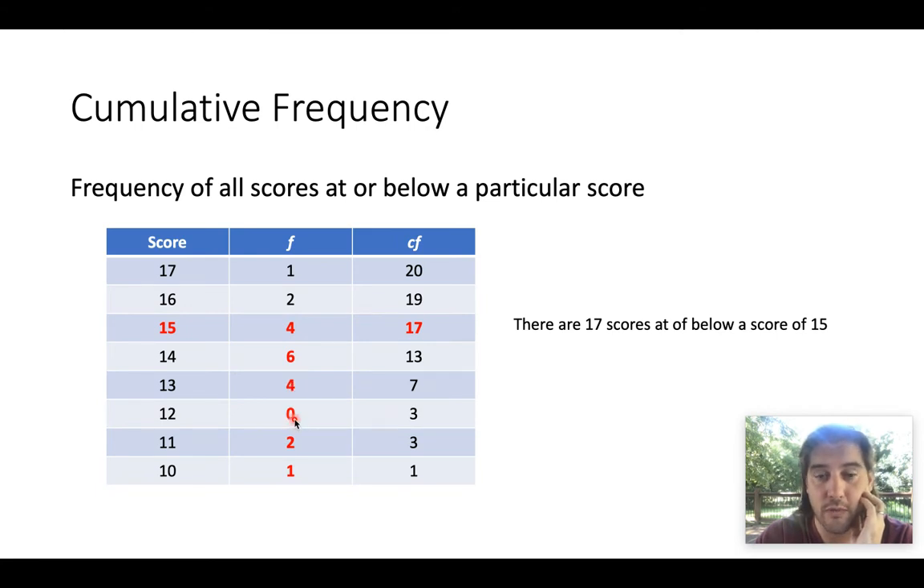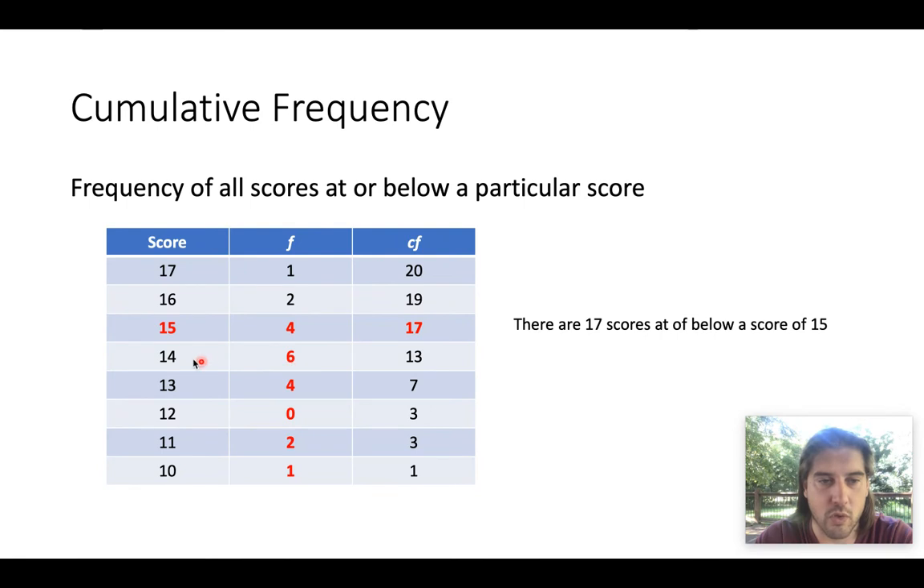0 people scored a 12. 2 people scored an 11. 14 plus 2 is 16. And 1 person scored a 10. So 16 plus 1 is 17. So we can look at any point in this cumulative frequency column, and the number conveys to us the information that is how many people scored at or below the corresponding score. So 19 people scored at or below a 16.